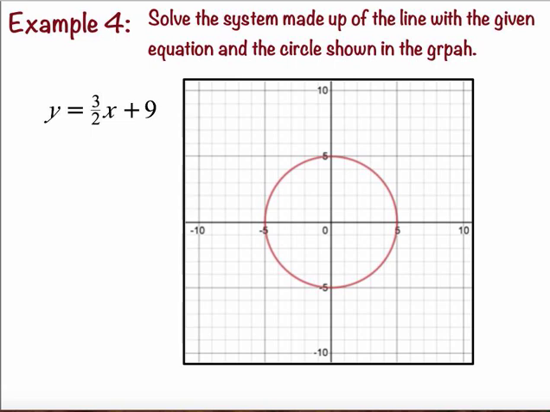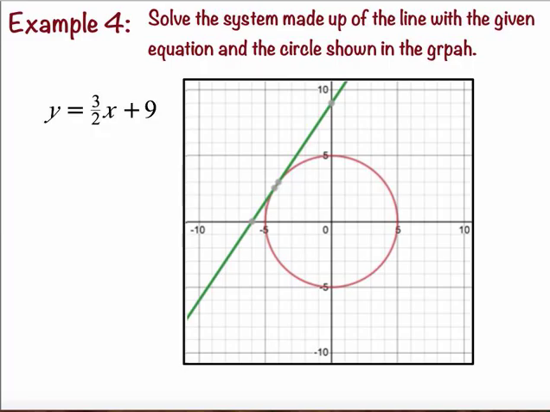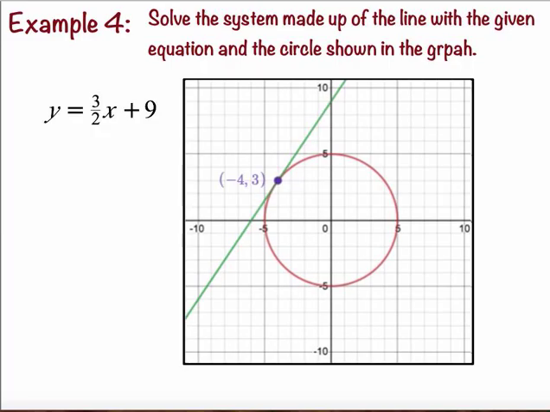In our final example, we already have one of our equations drawn. Our equation that makes up this circle is going to be in place of our quadratic function. We're also going to include the linear equation y equals 3/2 x plus 9. When we put that on our graph, having a y-intercept of 9 and a slope of 3/2, we can see that these two equations intersect at only one single point, the point (-4, 3). So that's going to be our solution this time.